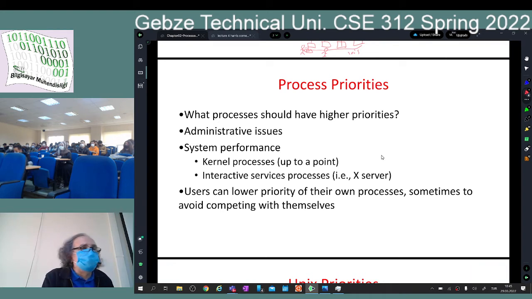So some kernel processes, the priorities are high. For interactive services, for example, in Windows, the interactive services such as the handling of the windows is done by the kernel. So if I am handling something about windowing, moving the windows, resizing the windows, etc., then maybe that process should have a higher priority.